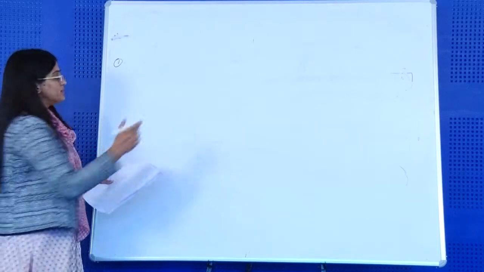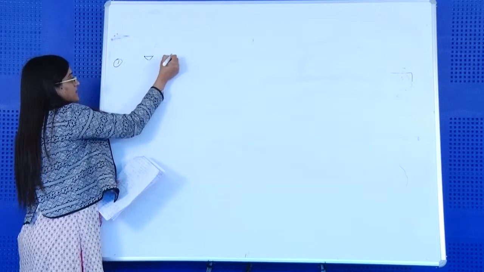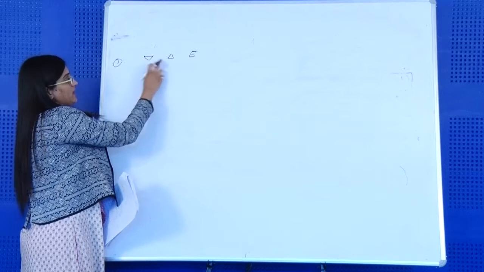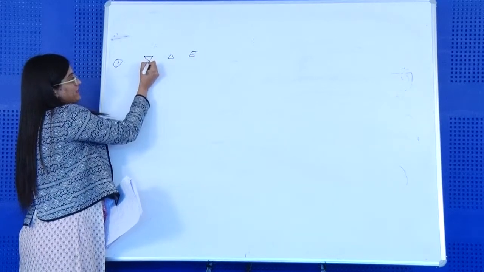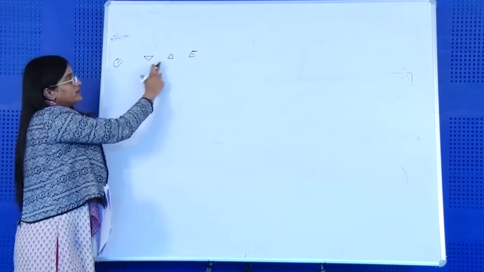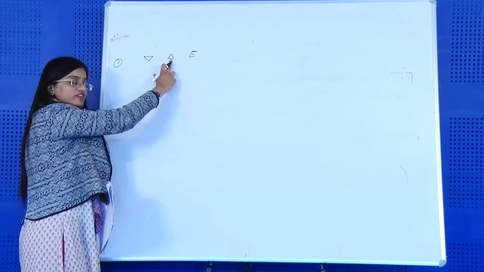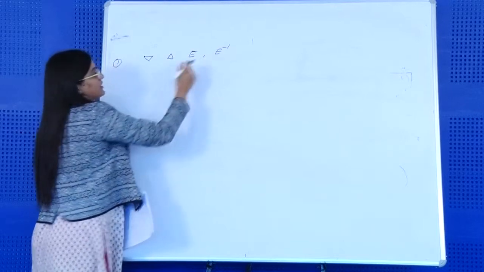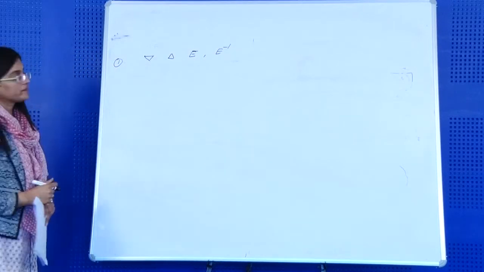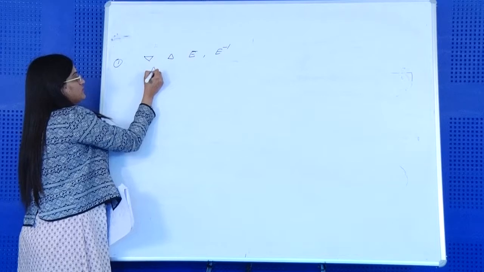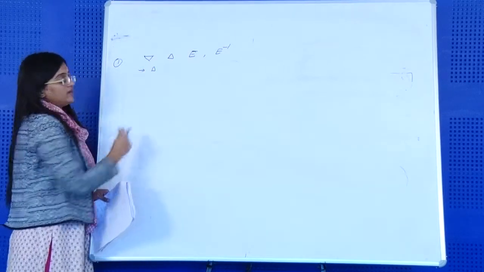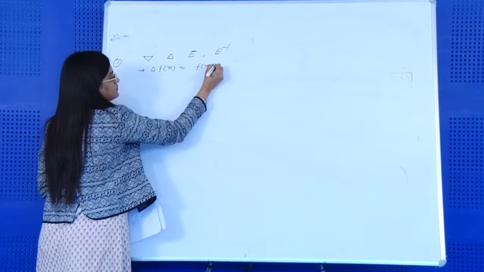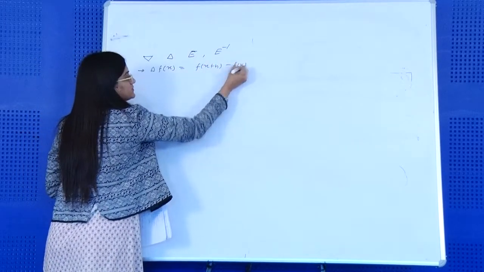The first type of question is, what is the relation between delta, nabla and E? Nabla is your backward difference operator, delta is your forward difference operator, and E is your shift operator, and here we have the inverse shift operator. By the definition of delta, I start with delta. Delta of f of x is f of x plus h minus f of x.